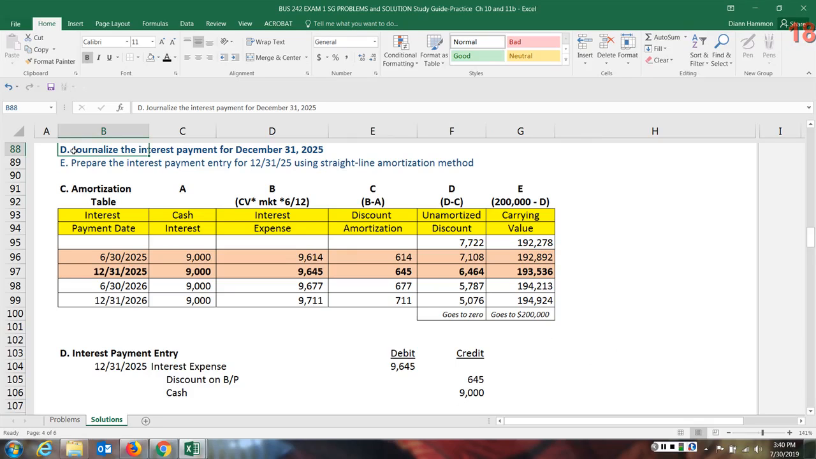Letter D asked us to journalize the interest payment for December 31st, 2025. Because we have our amortization table prepared here now, we have everything that we need, all of our numbers in the right place. So all we have to do is make that entry. So the date, 12/31/2025, interest expense, I'm picking it up right there out of the table, $9,645. The amount of discount to be amortized for this period, with a credit to the account, is $645, and the amount of the check payment that is going to be sent out for the interest on the note is $9,000.